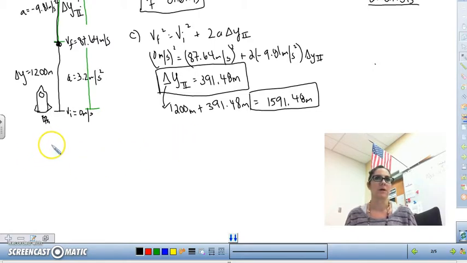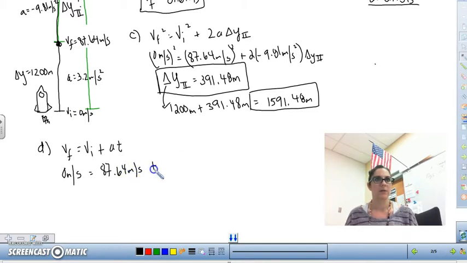So whenever you can, use numbers that you have already and just break it down. Same thing, I'm going to use this equation for part D because we have all the information. Final velocity is 0. Our initial velocity is the positive 87.64 meters per second. And our acceleration, negative 9.81 meters per second squared times t. Let's solve for t.